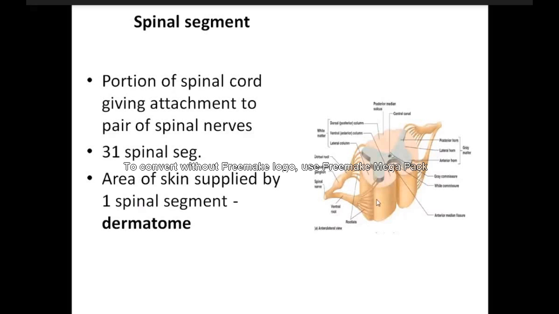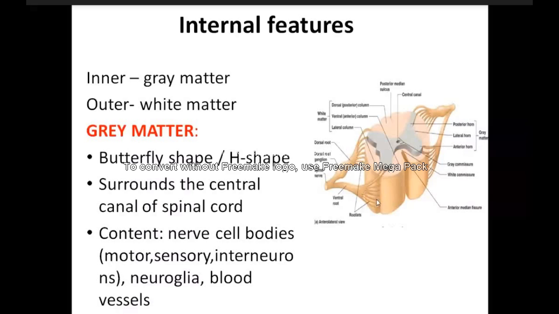Now come to the internal features, or you could say external. I just finished external features. Now come to the internal features. To study internal features, you have to take a section, right? So this is the section.